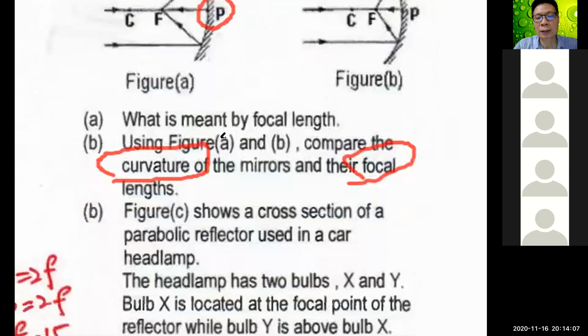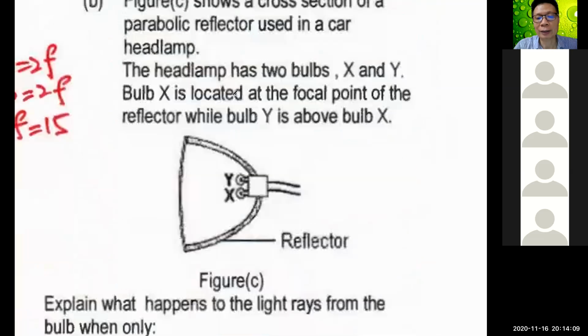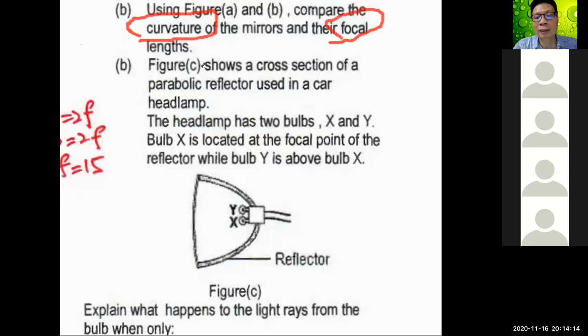B, this one is a difficult question. SPM question, a bit difficult one. You see, the figure shows a cross section of the parabolic reflector used in the car headlamp. This is a headlamp in the car. They have a reflector here, this reflector. Parabolic shape reflector. The reflector function is to reflect the light.